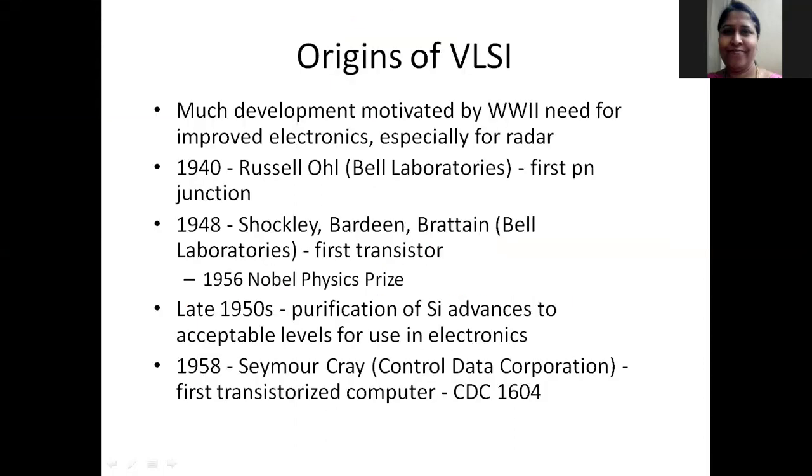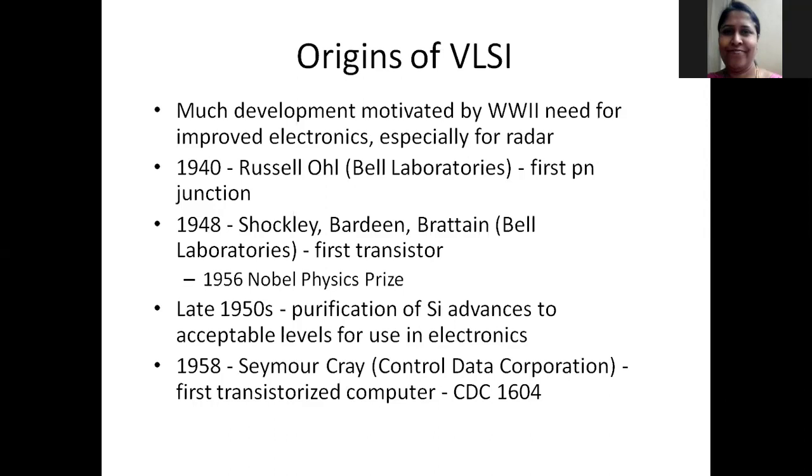If you consider the development of VLSI over a period, it all started in 1940 when Bell Laboratories started making the PN junction, and Russell O'Hull was responsible for it. In 1948, there was a breakthrough when Shockley, Bardeen, and Brattain at Bell Laboratories produced the first transistor. In 1956, all of them shared the Nobel Prize.